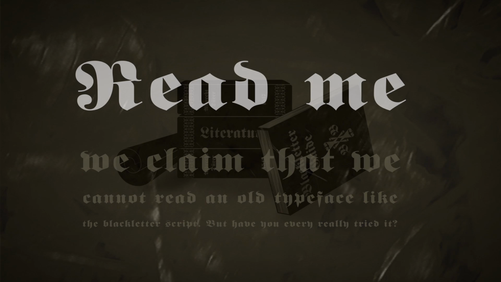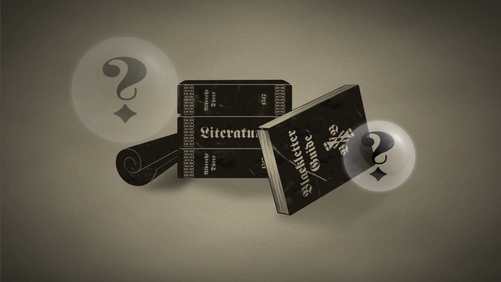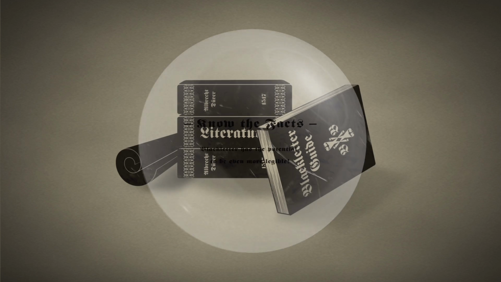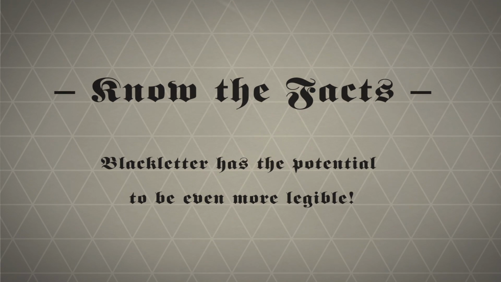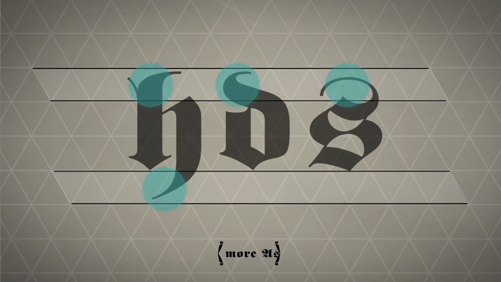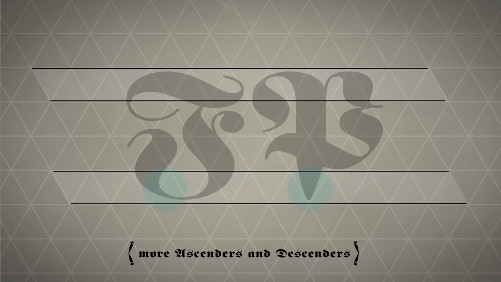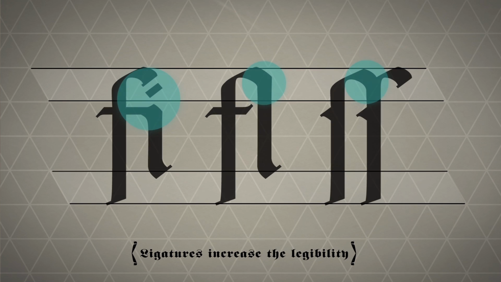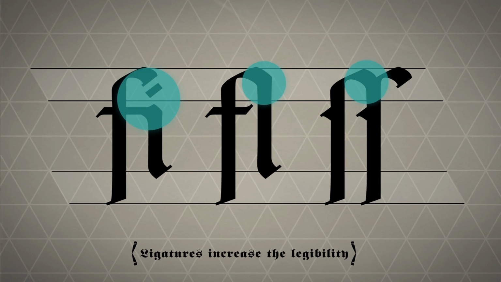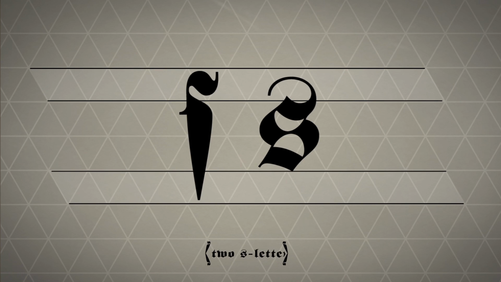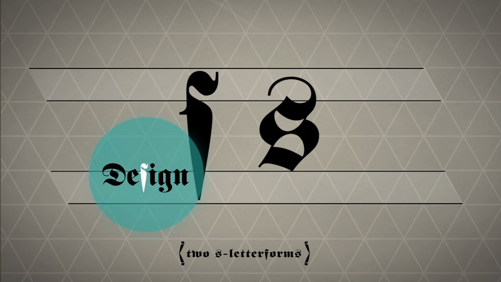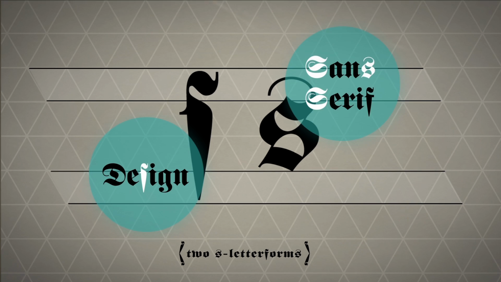While we claim that we can't read an old typeface, this is often because we have never really tried to read a text set in blackletter. Based on construction and typographic rules, blackletter has the potential to be even more legible. That is based on the following facts. There are more letter forms with ascenders and descenders, hence letters can be recognised extremely quickly. Ligatures, meaning joining two letters into one single glyph, increase legibility as well. The two different S letter forms, long and short, avoid confusion in accentuation. The long S has to be used in the middle of the word, and the short S at the beginning and at the end.